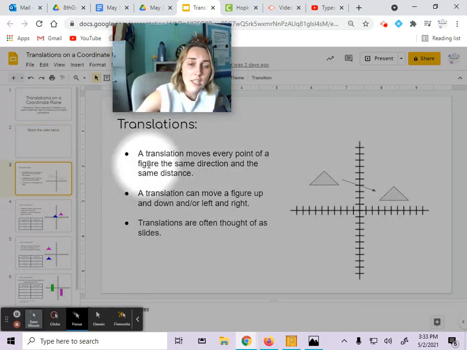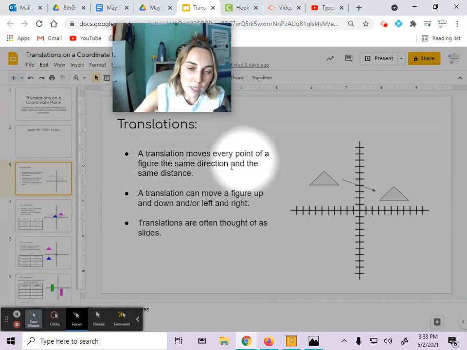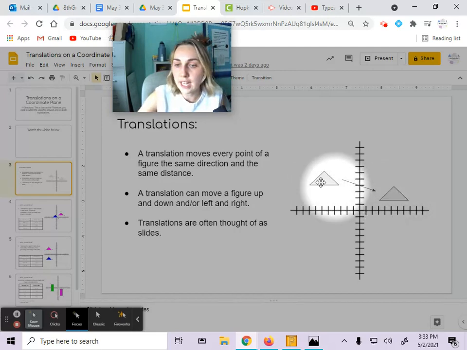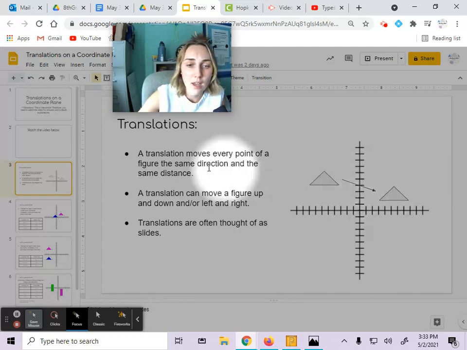Here's translations. A translation moves every point of a figure in the same direction and the same distance. So a translation is when you're moving a figure and all you're doing is just sliding it. Okay, you're just moving it. The size doesn't change, the orientation of the figure doesn't change, the orientation of the vertices doesn't change. It just slides, okay? It just moves locations, that's it. A translation can move a figure up or down or left and right, okay?